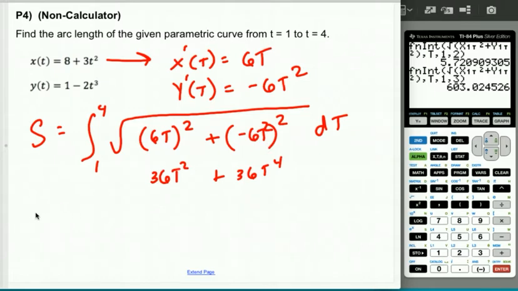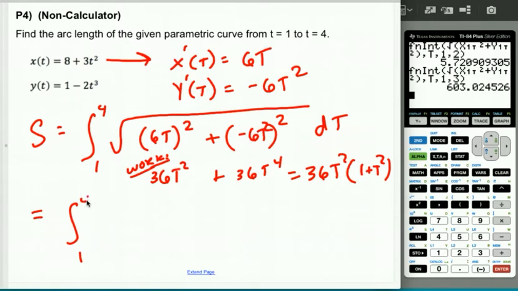So we're just going to call this work for a sec. I'm pretty sure that I can take out a 36t squared from this and be left with a 1 plus t squared, right? Oh, this is still pretty ugly. Yeah, it's still pretty ugly. Oh, no, it's not. Never mind. I take it back. It's totally fine. All right. Sorry, sometimes my brain has its moments.